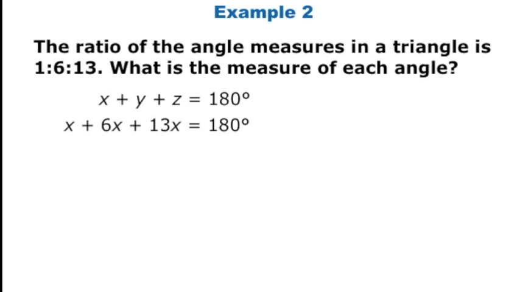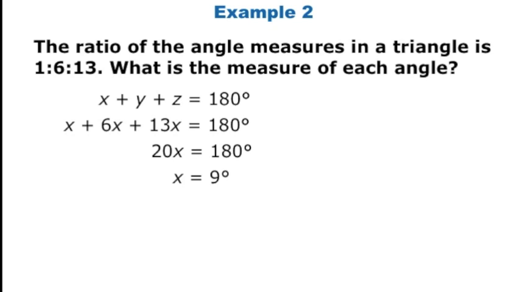So here I have the replacement, x plus 6x plus 13x equals 180. Adding those values together gives me 20x equals 180, and dividing by 20 gives me that x is 9. Now I already know that 1x is 9, so that takes care of the x part of this.